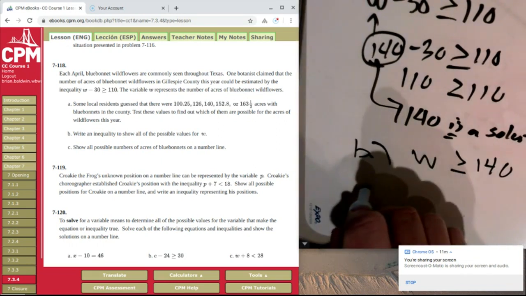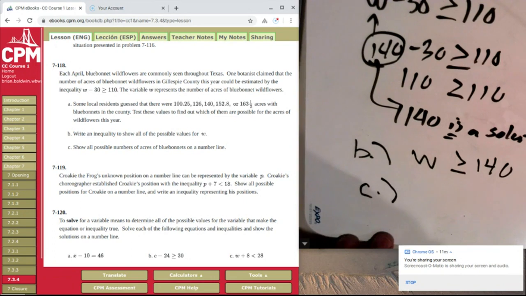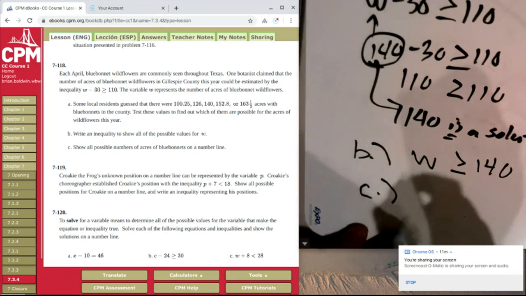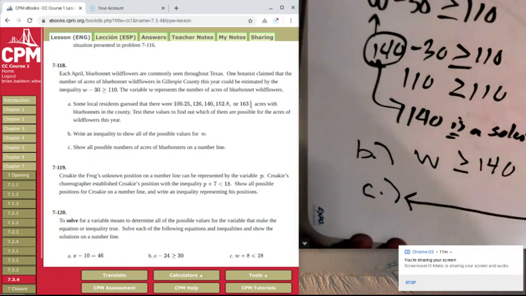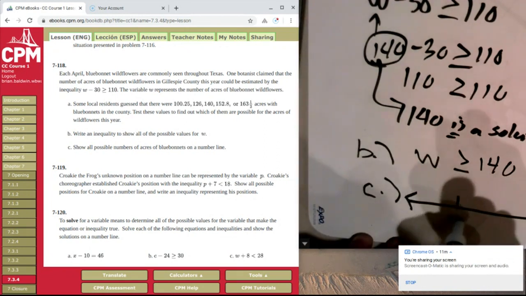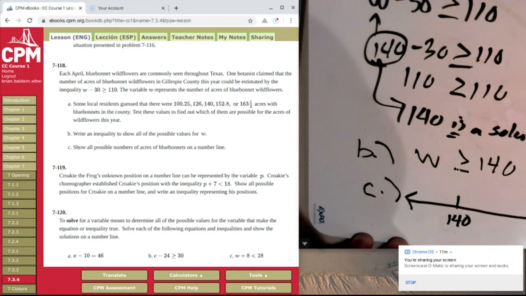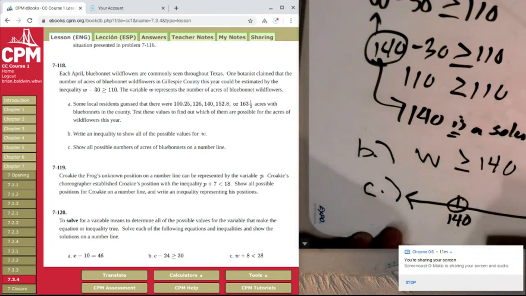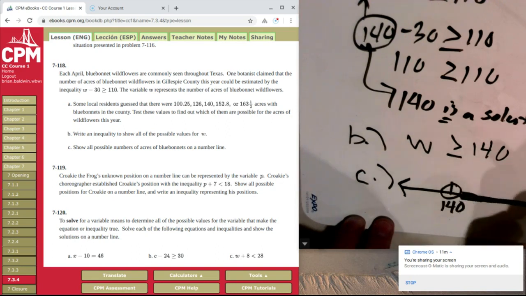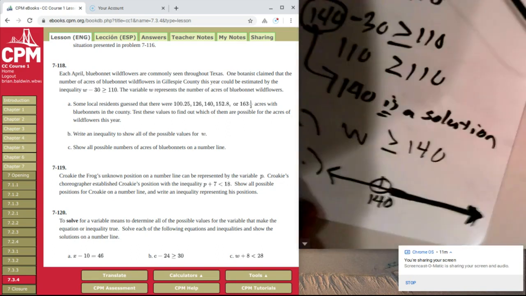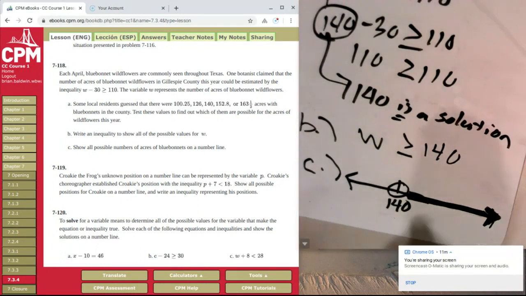So question C, finishing this out, says, how can we graph this on a number line? How can we show all possible numbers? On a number line, if we asked you guys to plot where 140 was, you would be able to plot 140 somewhere. Our answers are greater than or equal to 140. So our circle goes on 140, and we're going to shade in every number that is greater than 140, including the arrow to show that our answers continue to go towards the right. So 200, 1,000, a million, whatnot.